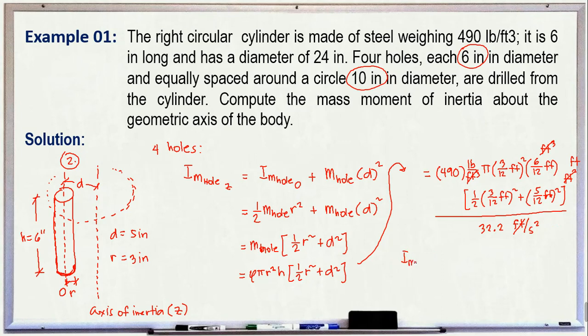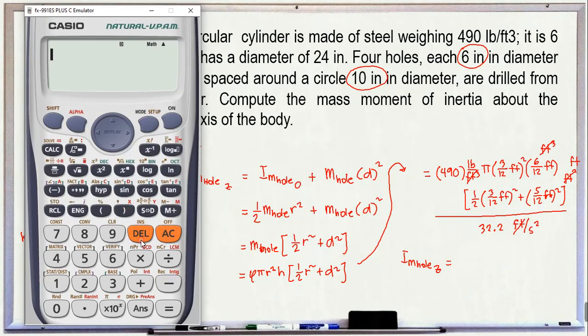So, therefore, the mass moment of inertia of a single hole with respect to the z-axis is equal to, using our calculator, 490 shift pi, then we have 3/12, then we have, okay, I forgot to put the square, then here we have 6/12, then we have 1/2, so 0.5, then 3/12 squared plus 5/12 squared, close parenthesis, then all over 32.2.